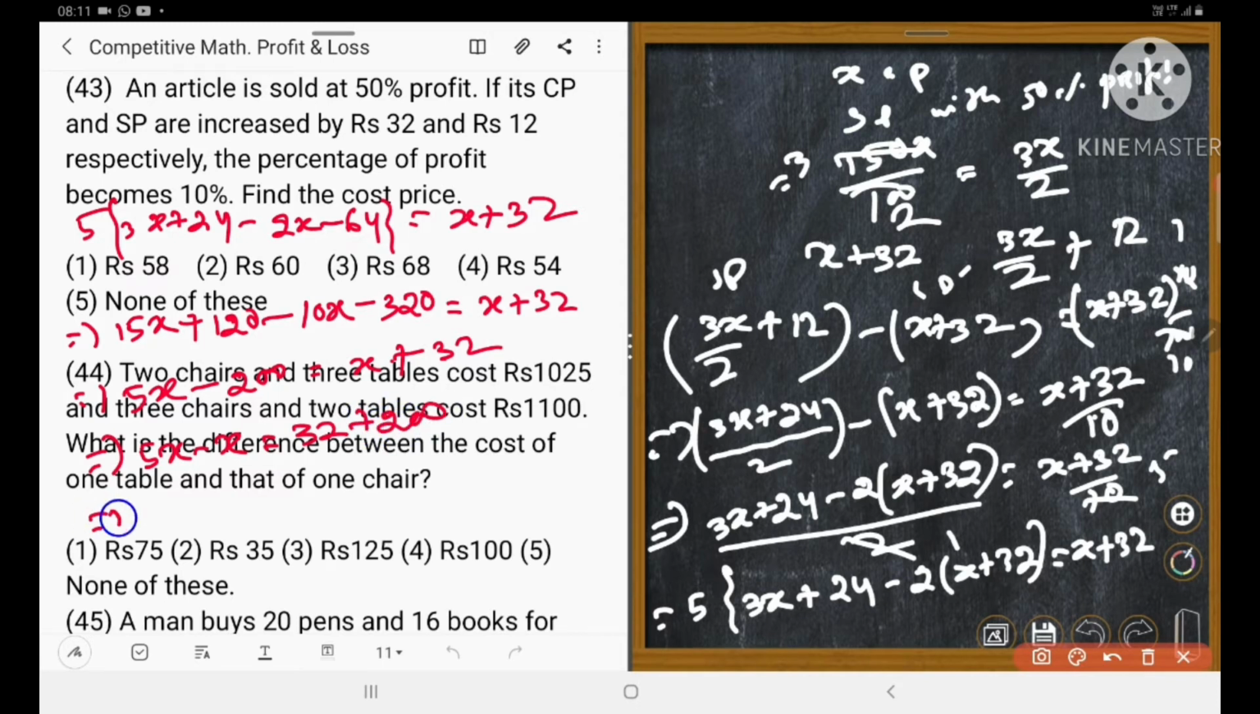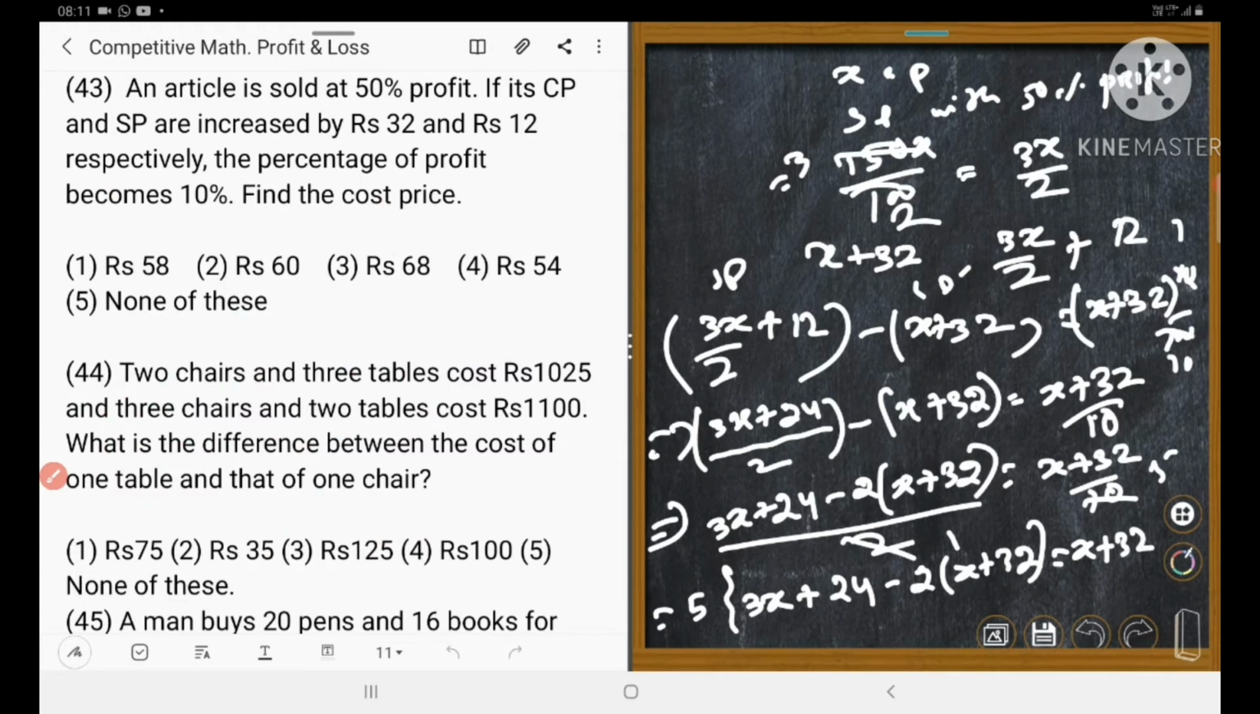Implies that 4x is equal to 232. Therefore, x is equal to 232 upon 4. So CP is equal to 58. Could you understand it? So the right answer is, tell me, which is the right answer? Number 1 is the right answer. Could you understand it? Right?